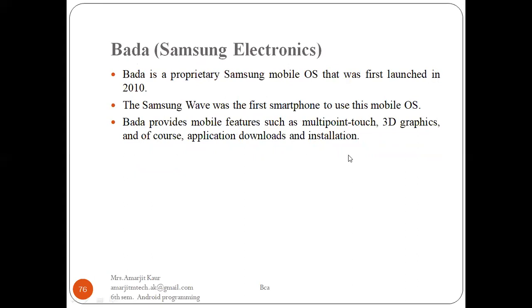Bada, Samsung Electronics' proprietary mobile operating system, was first launched in 2010. The Samsung Wave was the first smartphone to use this mobile operating system that provides some mobile features such as multi-point touch, 3D graphics, and of course applications downloads and installation.